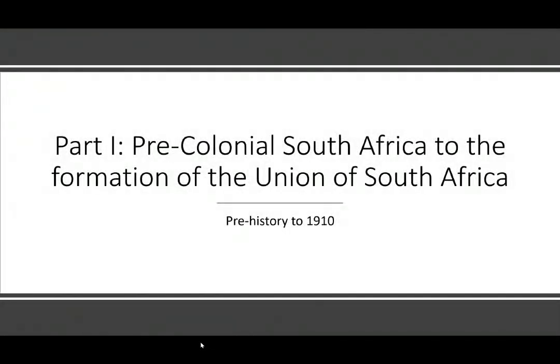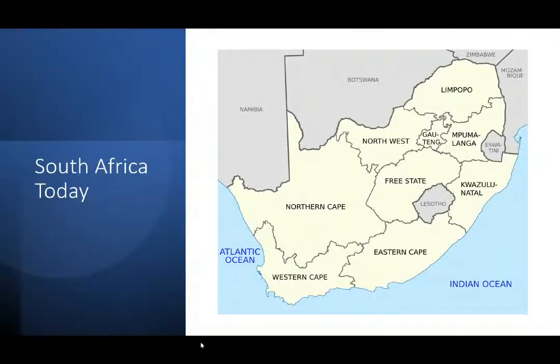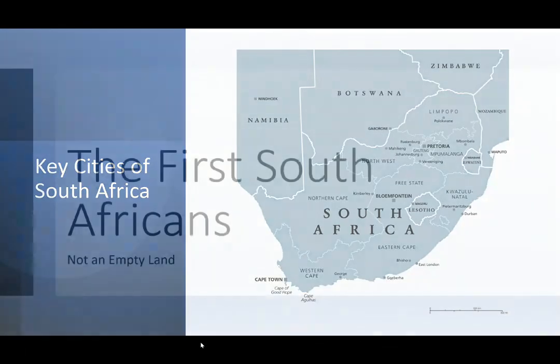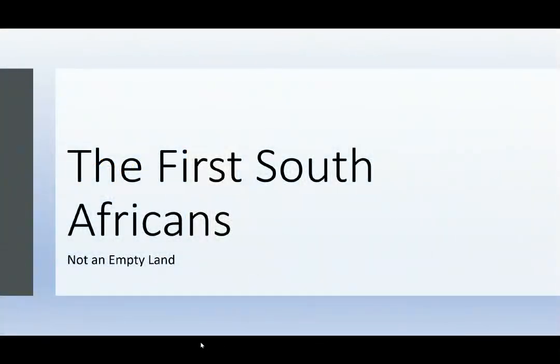All right, y'all. So we're looking at part one, pre-colonial South Africa, the formation of the Union of South Africa. So really, it's prehistory to 1910. My first two slides, just if you need to pause it to locate those places, totally awesome. But let's go ahead and look at who were the first South Africans.